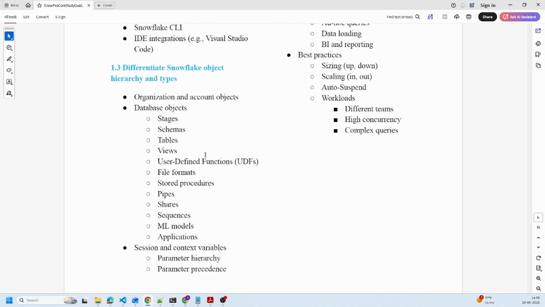Now let's talk about table types, because this is another favorite exam topic. Permanent tables, these are the default. They have full time travel and fail-safe. Transient tables, similar to permanent tables but cheaper because they don't have fail-safe. Temporary tables, session-based, automatically dropped.